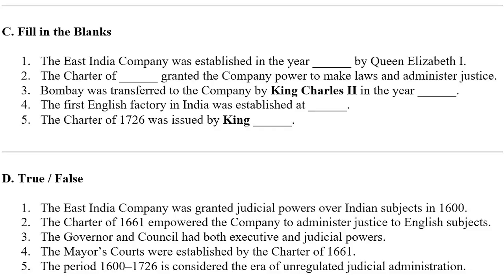The mayor's courts were established by the Charter of 1661. This is false. The mayor's courts were established by the Charter of 1726. The period between 1600 and 1726 is considered the era of unregulated judicial administration. This answer is true. Indeed, this era is considered as unregulated judicial administration.